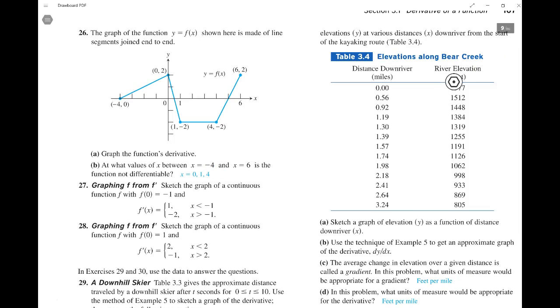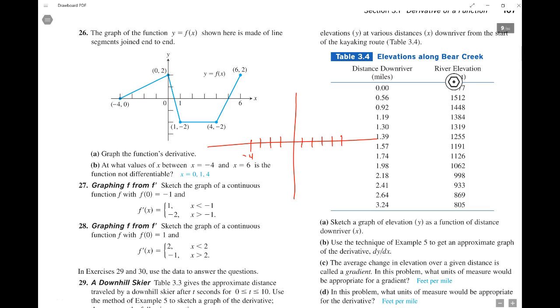All right, how about this one? So 26, we had one like this in our notes. What does the function's derivative look like? First it's a closed circle. So how do we start out? Here's the key: use the same x-axis. It went from -4 to 6, so just make sure you have from -4 to 6.